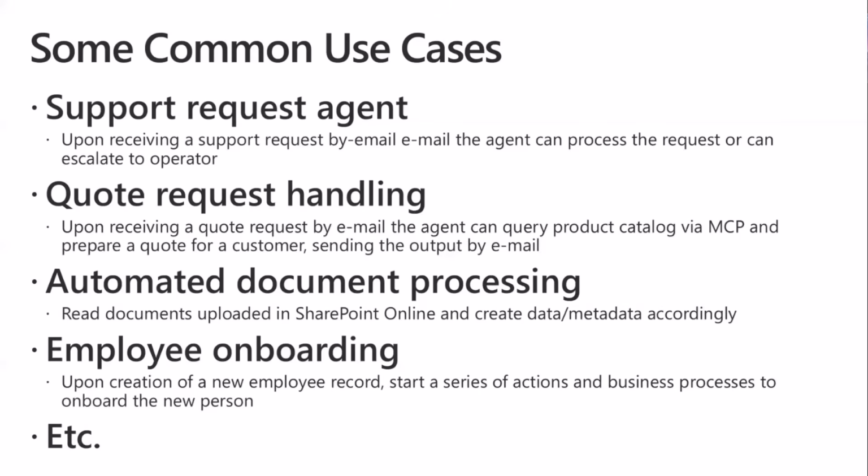So you get an email for a quote, and you can use, for example, an MCP, so Model Context Protocol server, to read a list of products in a product catalog, and you can create on the fly an email with a quote based on the information you have in the external system, and so on and so forth. You can do automated document processing. So whenever there is a new document in SharePoint Online, you do something, which is precisely the demo we are going to see today, or many more options.